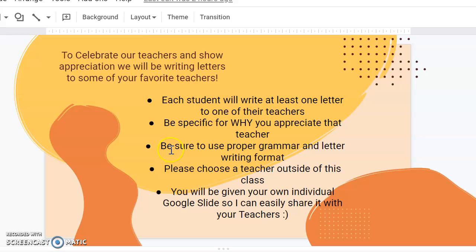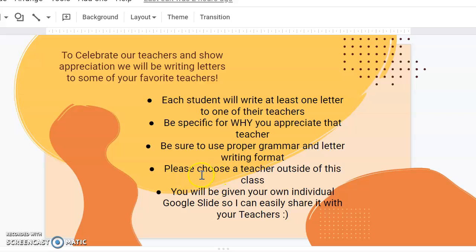So go ahead and make sure that you are being specific on why you appreciate that teacher. Make sure that you use proper grammar and also check your letter writing format. On the next slide, we have an example of how to write a proper or an informal letter. So make sure that your letter writing format is good. And then also make sure that you don't have any spelling or grammatical errors.